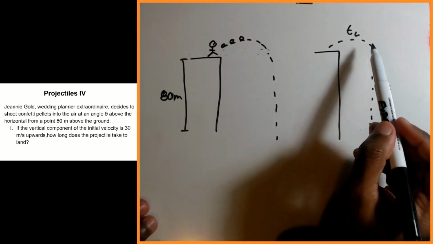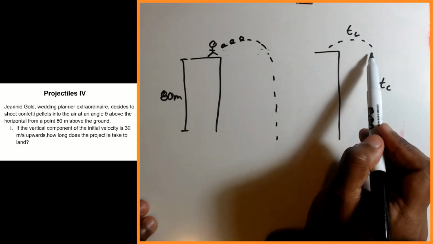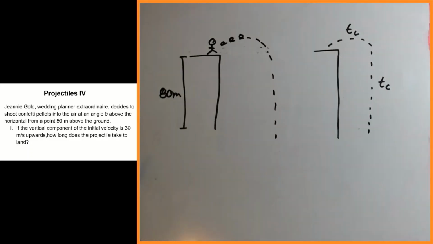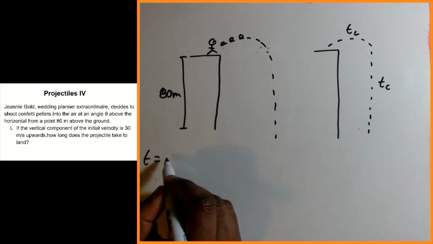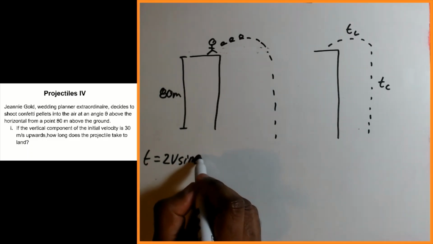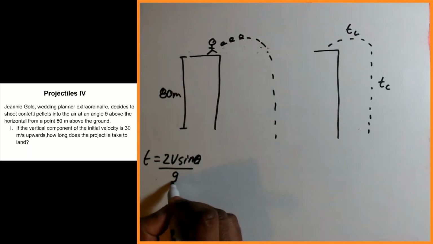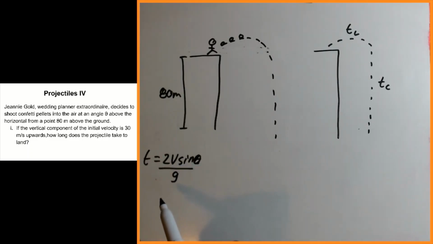So let's calculate just the time it takes for it to become level with the platform. We could look at the level ground formula for time, which is 2v sine theta all over g. But the problem here is, of course, we don't have theta or v. So we have to resort to our old kinematics formulas.